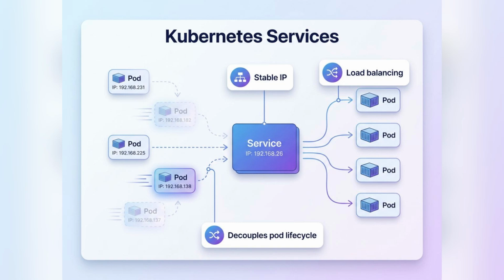Since pods can change frequently, relying on their IP addresses isn't practical. That's where services come in. A service provides a stable way to access a group of pods. Instead of connecting directly to a pod, you connect to a service. The service then routes your request to the appropriate pod. It also acts as a load balancer, distributing traffic evenly. So even if pods are created or destroyed, the service remains constant. This makes communication between components reliable and predictable.